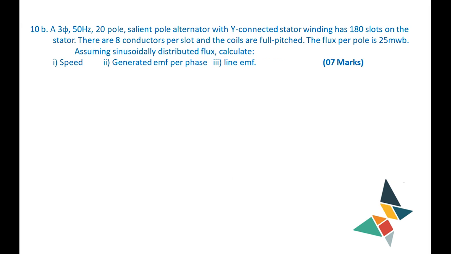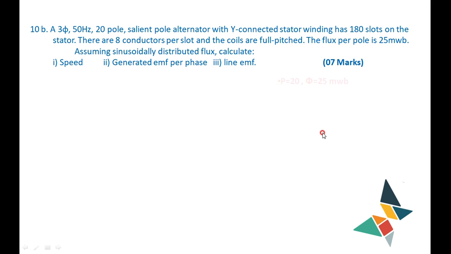Now question number 10b: what is asked is a numerical on the alternator. Given a three-phase, 50 Hz, 20-pole salient pole alternator with a star-connected stator winding, it has 180 slots on the stator. There are 8 conductors per slot and the coils are full pitched. Therefore, you have to take Kc and Kd equal to 1. The flux per pole is 25 milliweber. Assuming sinusoidally distributed flux, calculate the speed, the generated EMF per phase and the line EMF. That is the phase voltage, line voltage and the speed he asked.